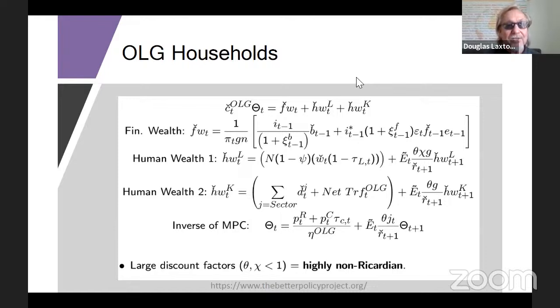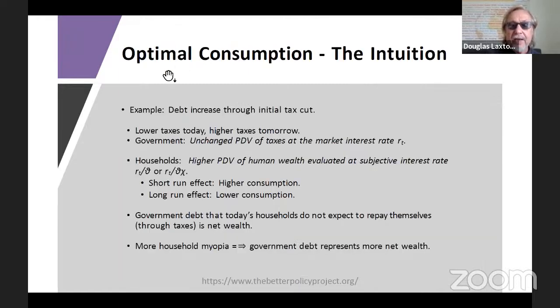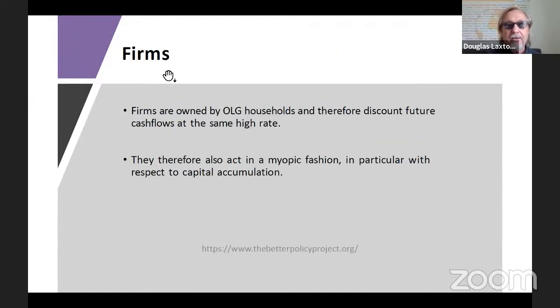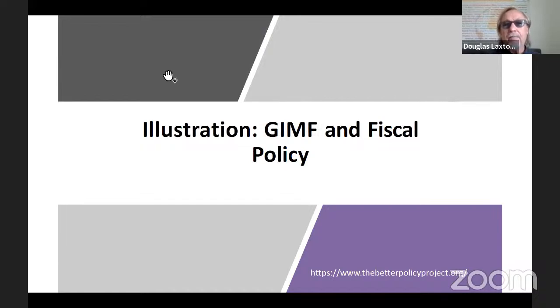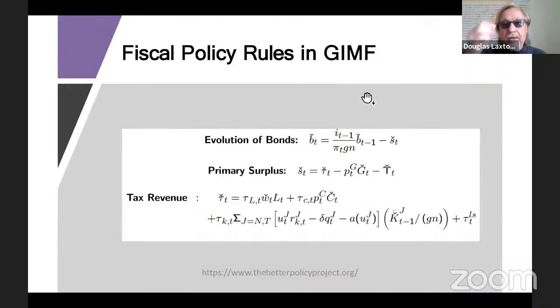These kinds of models can be used like simple models for helping us to think about questions and various mechanisms and so on. So there you have it in a nutshell. Now, you can also study fiscal policy rules in GIMP. So you can consider all different kinds of things.